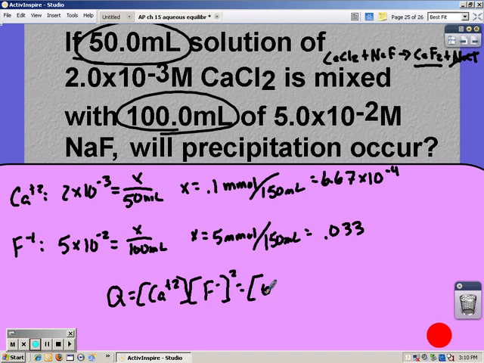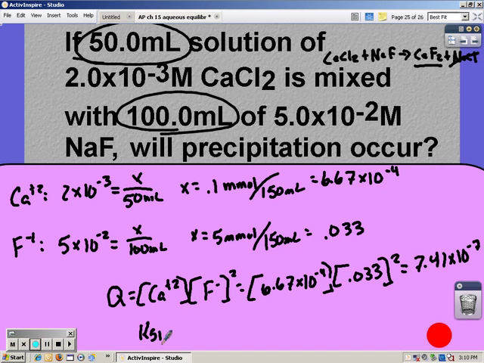We know our concentration of calcium and we know our concentration of fluorine, so we can plug those in. Don't forget your square and solve for Q. Q is 7.41 times 10 to the negative 7th. You needed to look up the KSP value from your old note packet to find that calcium fluoride had a KSP value of 3.9 times 10 to the negative 11th. Q is greater than KSP, so yes, this reaction will form a precipitate.